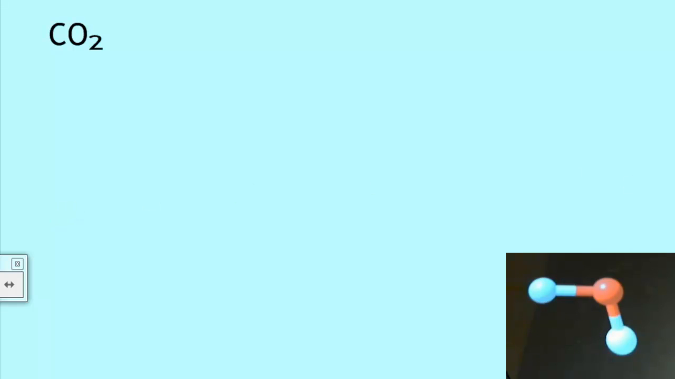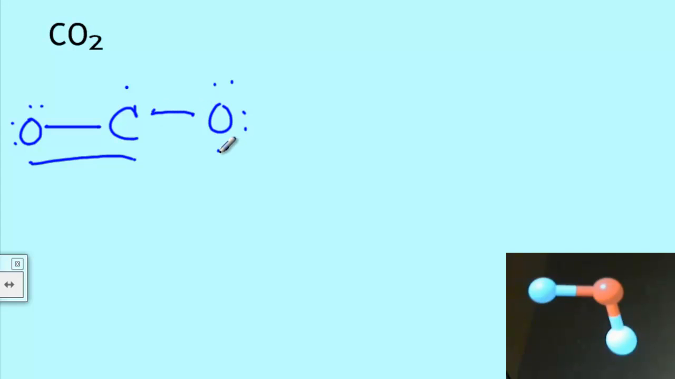Okay, let's try one more before we finish up here, and that's going to be carbon dioxide. So carbon, oxygen. Something about drawing these electrons. Pick the pen up, Glenn. Okay, so bond, bond, bond. Kind of drew that sloppy, but there's my other bond.